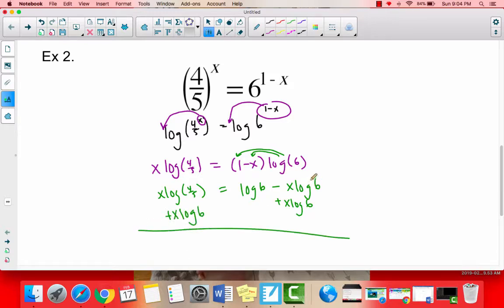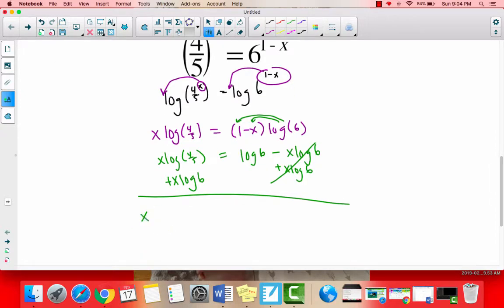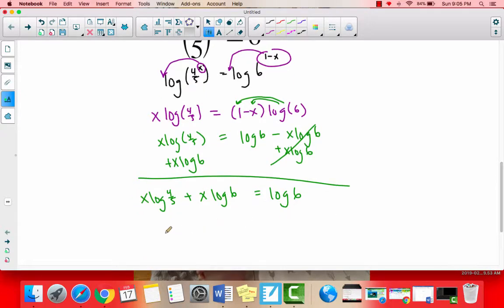And I'm going to simplify this. And so if I rewrite that, I'm going to get x log of 4/5 plus x log of 6 equals log of 6. And now I have all my x's on one side, and I have my log of 6 on the other side. So the easiest thing I can do here, logs and adding x's are a little bit different. You just can't combine them like we add normal numbers.